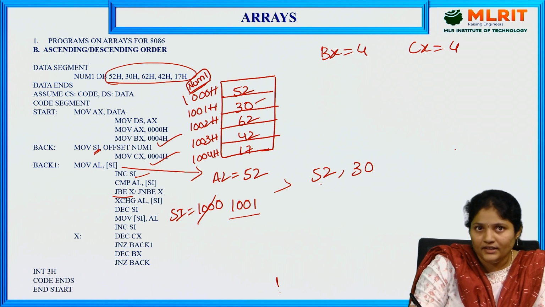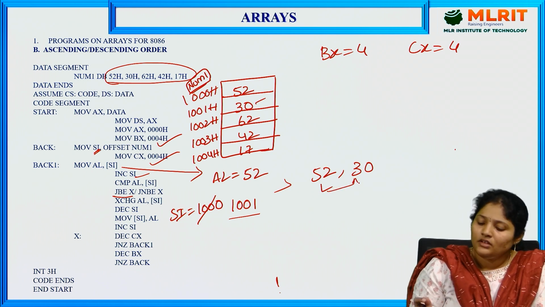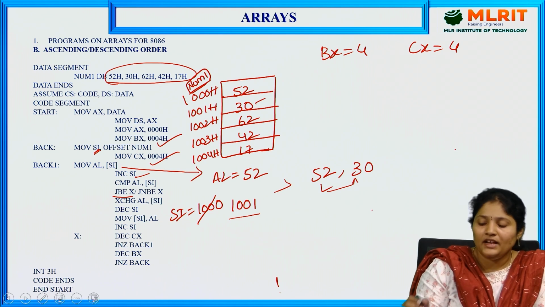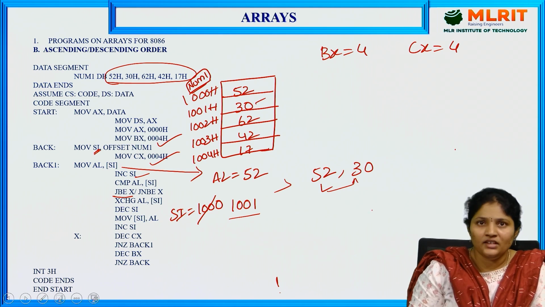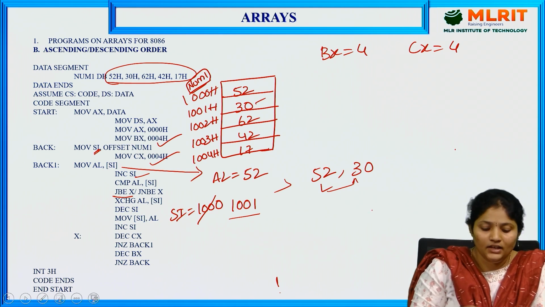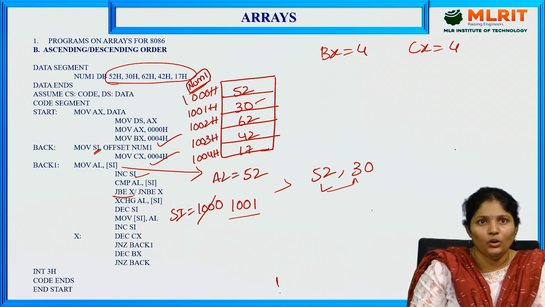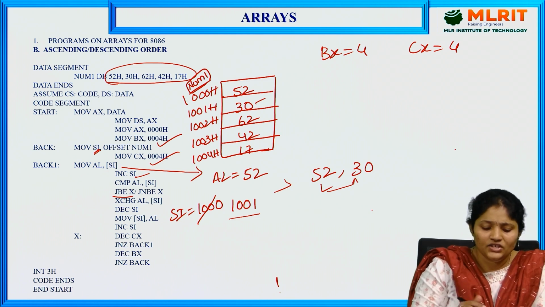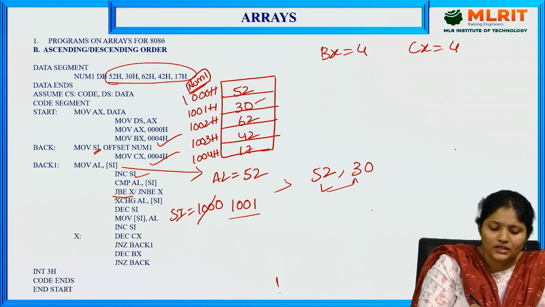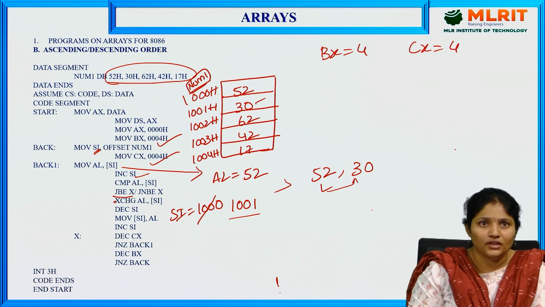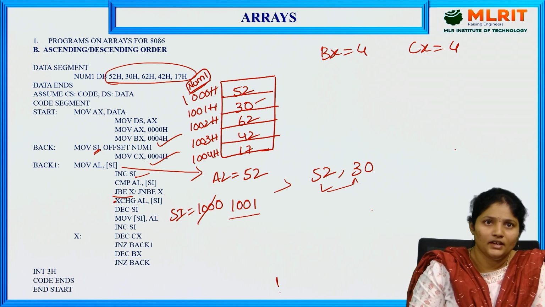Here we will be using JBE, jump if below or equal. It compares the destination operand with the source operand. So 52 will be compared with 30. 52 is greater than 30, and the instruction says below or equal. So no, it is not satisfying that condition, so the jump will not happen and it goes on to the next instruction.